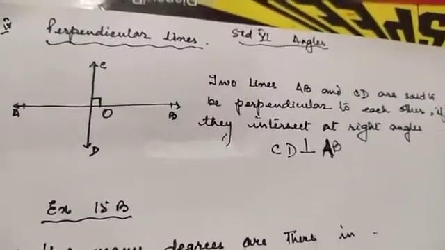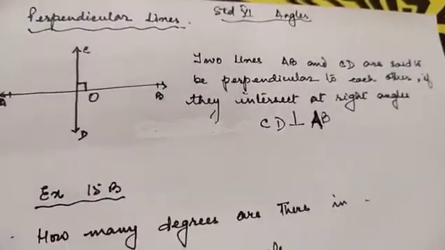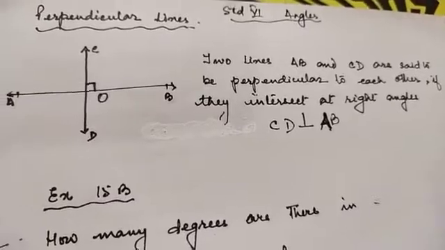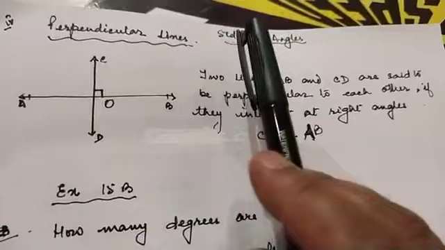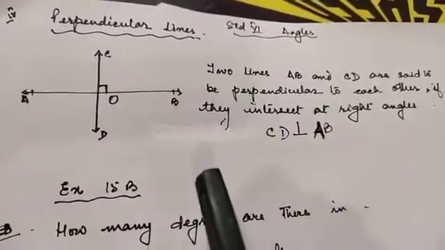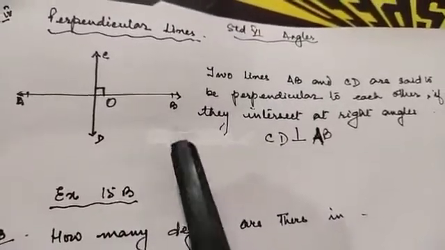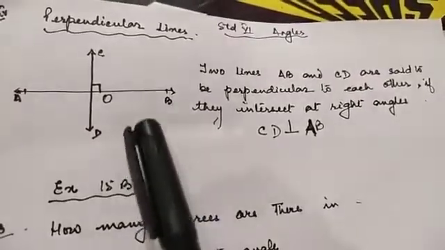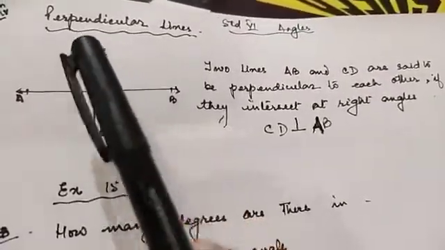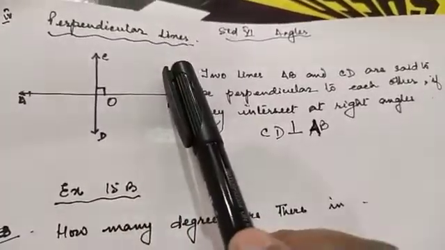Hello children, this is the last part of angles, chapter number 15 of standard 6 foundation mathematics book. In the previous video, in the second part, we learned the classification of angles. Here we are going to start with perpendicular lines.